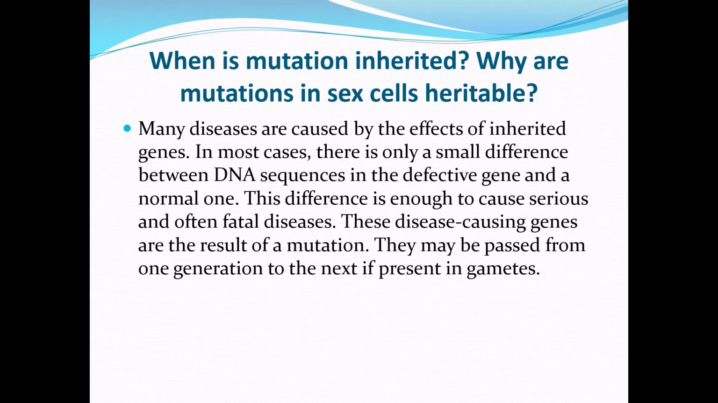When is a mutation inherited? Why are mutations in infected cells heritable? Many diseases are caused by the effect of inherited genes. In most cases, there is only a small difference between the inherited defective gene and the normal one. This difference is enough to cause acute and often fatal diseases. These disease-causing genes are the result of DNA mutation. They may be passed from one generation to the next if present in gametes.